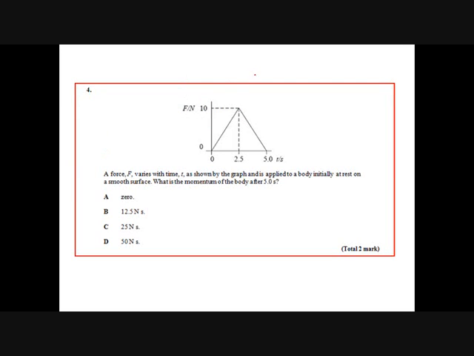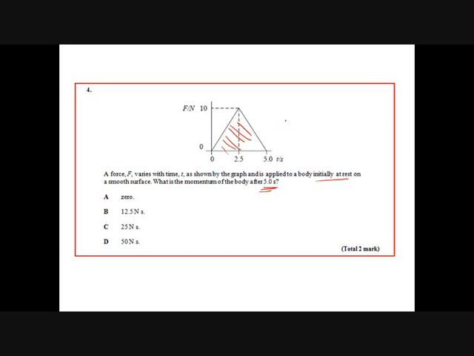Question 4, this is a force time graph. They do like to do these force time graphs. A force is applied to a body initially at rest. So initially at rest is crucial because we're trying to work out its change in momentum on a smooth surface. What is the momentum of the body after 5 seconds? So we know its momentum at the start is 0 because it's not moving. To work out the momentum at the end, we just need to know the change of momentum. Well, the change of momentum is the area under this graph.